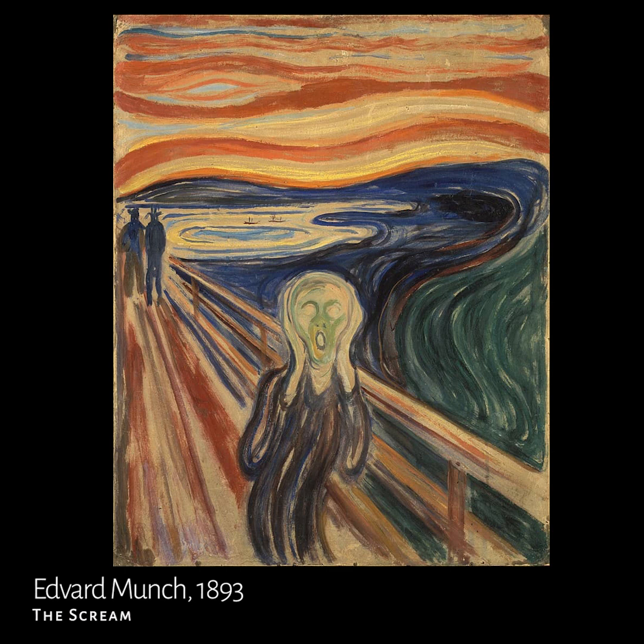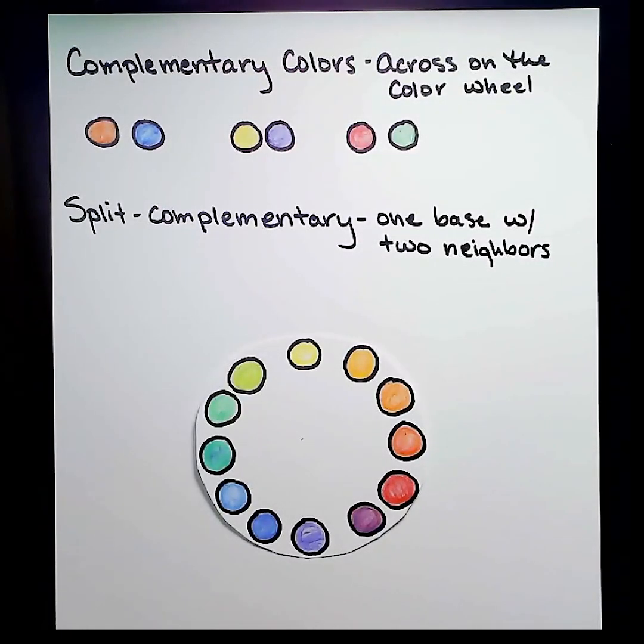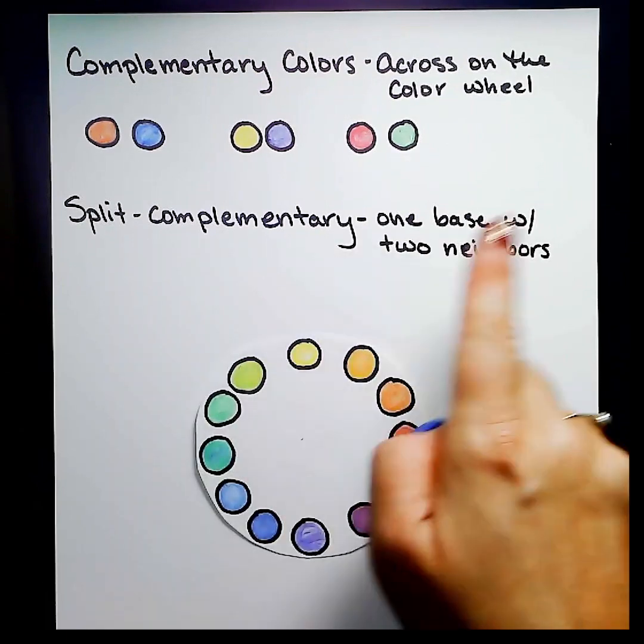The sky almost looks like it's on fire, and then there's a calm blue. It gives us this feeling of chaos and high contrast that makes us feel a little bit uneasy. So here again, this is another example of how artists can use color to convey what they want us, the viewer, to feel. So next up, we have split complementary colors.